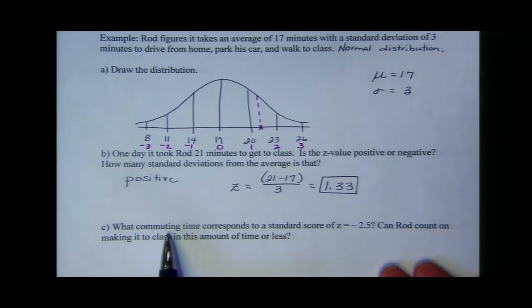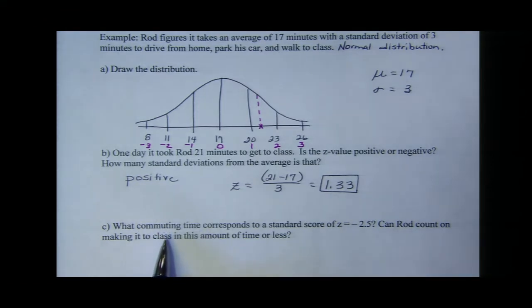What commuting time? Now, commuting time is an actual time, so this is saying what raw score, because a raw score is a real life value. Commuting time is real life. So when it says what commuting time, it's asking you to find the x value that corresponds to a standard score of negative 2.5. Now this tells me how many standard deviations away we are.